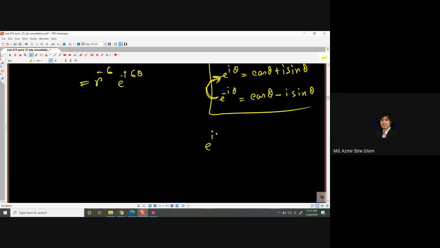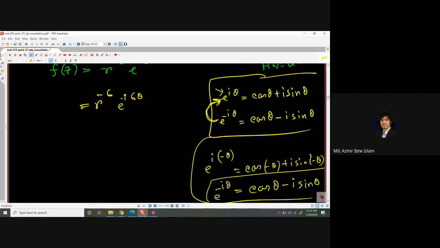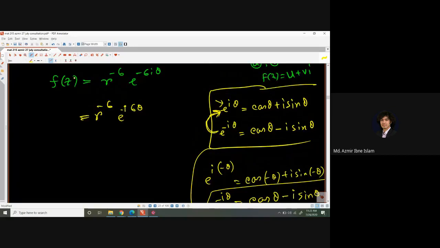Actually, this part is the evolution of this one. Instead of e to the power minus i theta, we can write it as e to the power i times negative theta. Now we can apply the first formula: e to the power i theta is cosine theta plus i sine theta. So we have cosine of negative theta plus i sine of negative theta. You know that cosine of negative theta is actually cosine of positive theta, but for sine of negative theta, the negative will be pulled out. So we have minus i sine theta. That is how we can find this formula. So finally, e to the power negative i theta equals cosine theta minus i sine theta. Is that okay? This is the generalization. Clear?